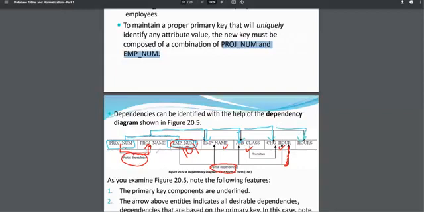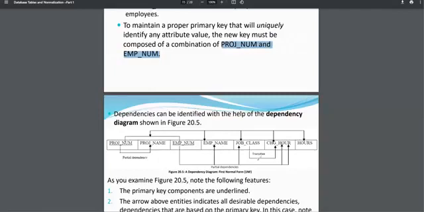When a field depends on part of the primary key, part of the composite key, then it is a partial dependency. This basic concept is very important for understanding all stages of normalization.